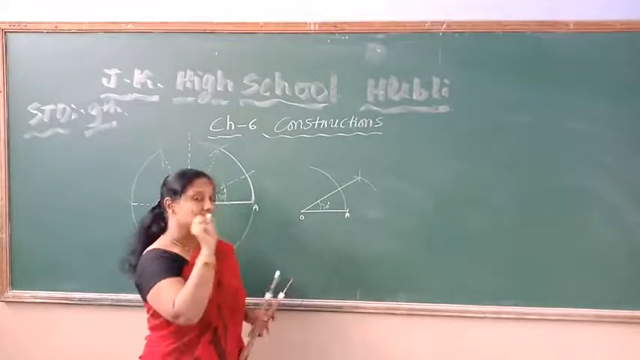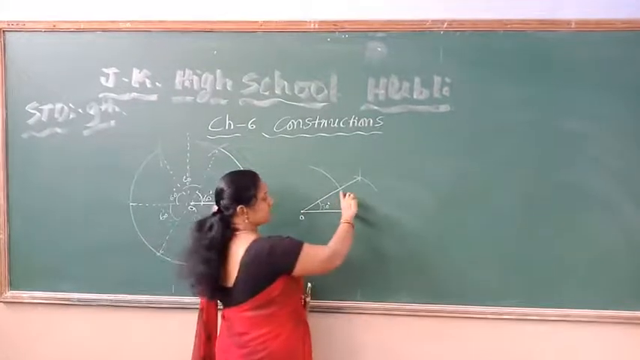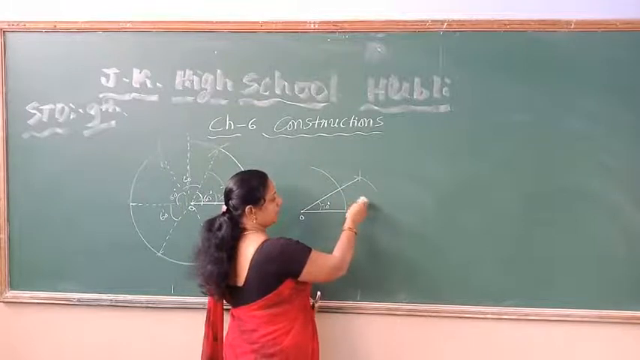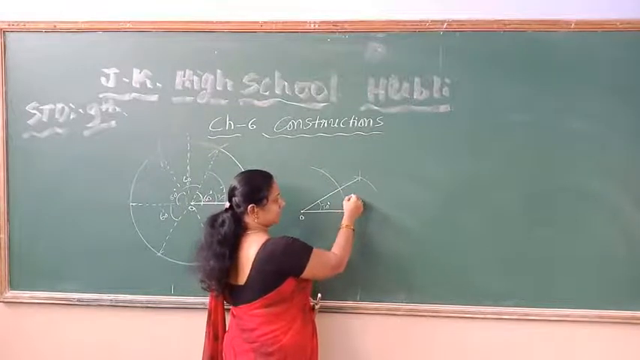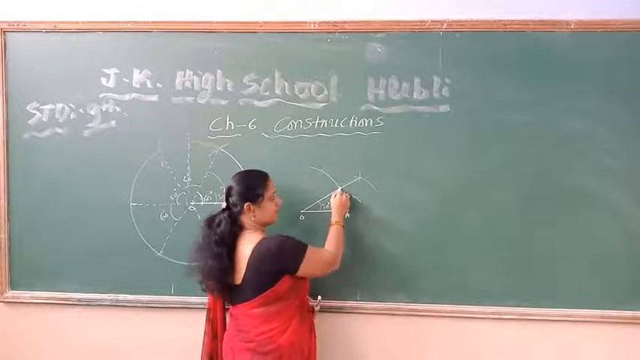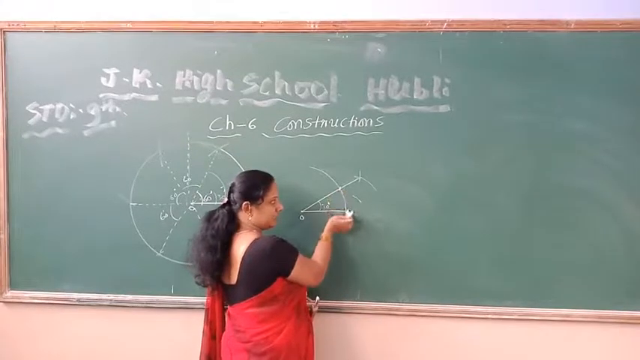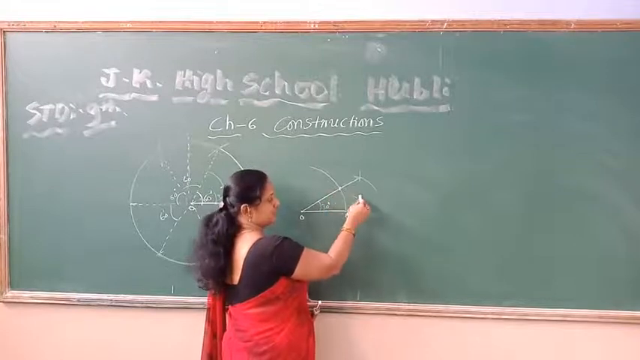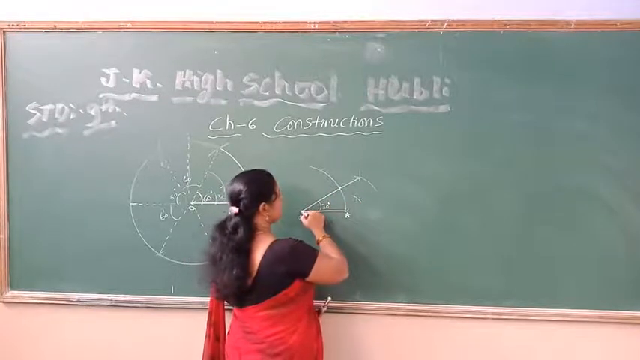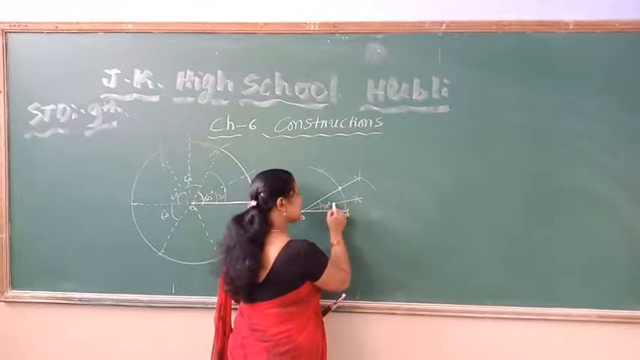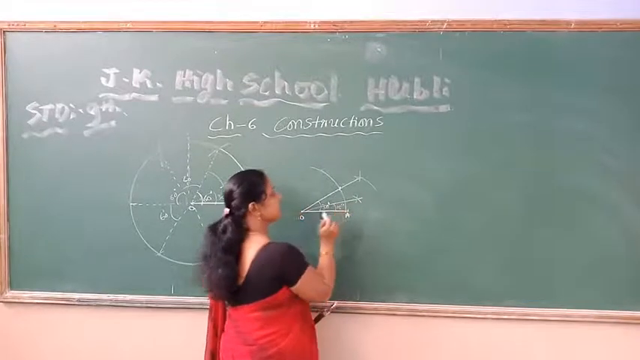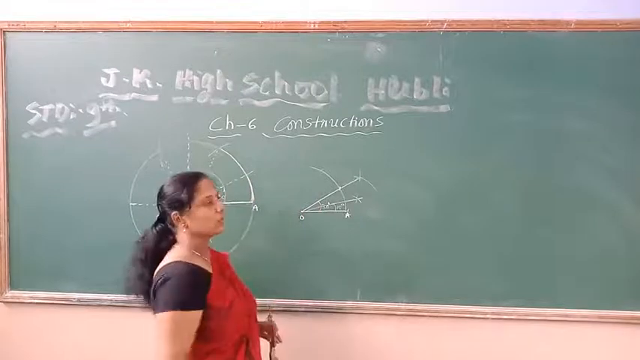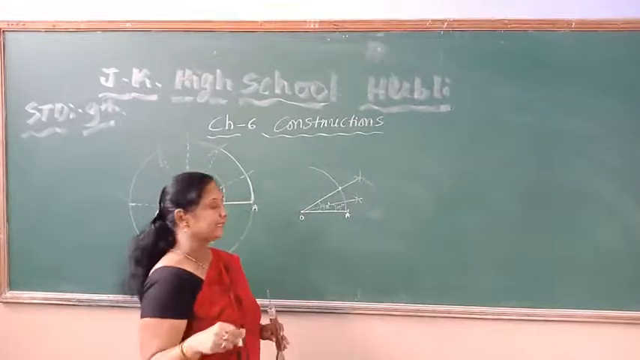So you want to construct 15 degree, then more than half of this measurement you take and take A as center, draw an arc, taking this as center, because which angle you are bisecting, that arc's two ends you take as center and cut this arc and join like this way. Then this angle is nothing but 15 degree. 15, 30, 60 over. Then you want 90 degree.